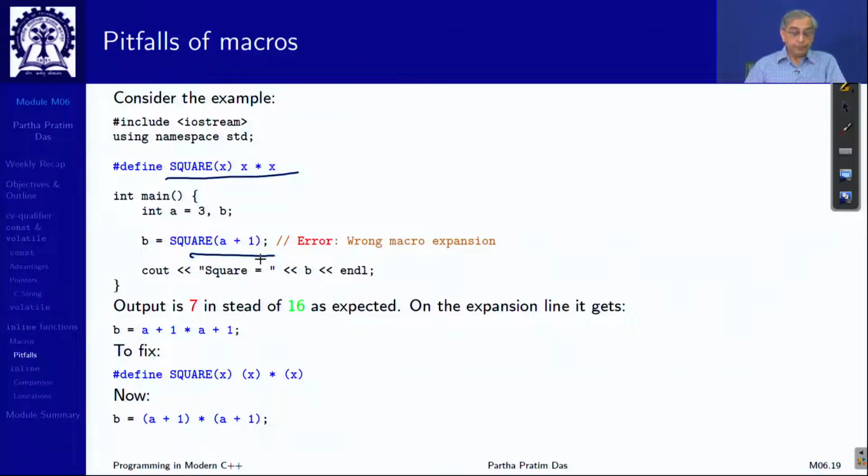Why? Because this is textually replaced by the C preprocessor. So, what it will replace is a plus 1 star a plus 1. So, now this becomes the priority operation. So, it becomes a plus 1, which is 3 plus 3 plus 1 is 6 plus 1 is 7, which is what you get.